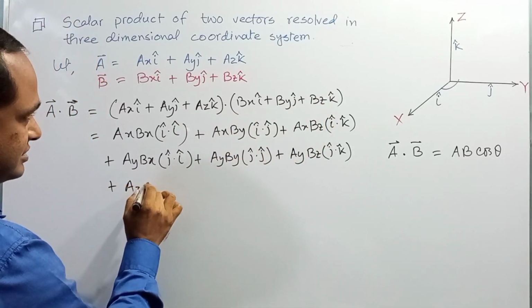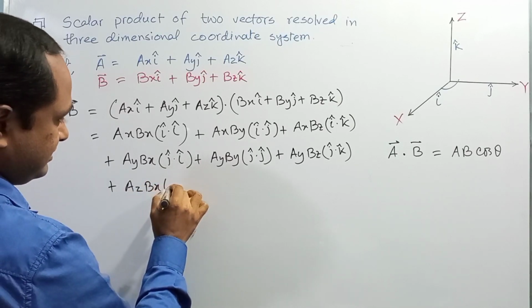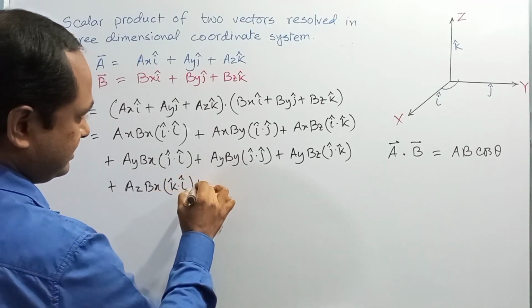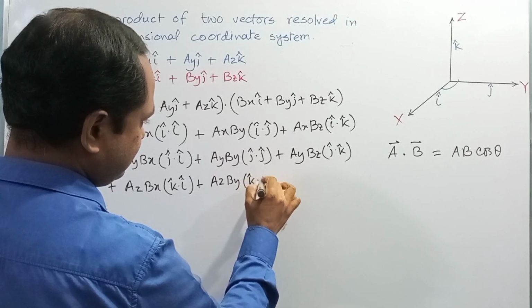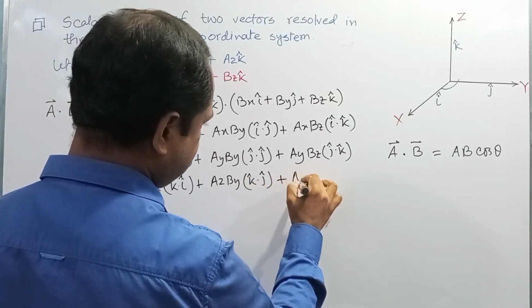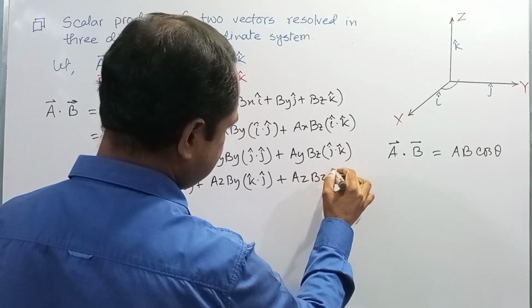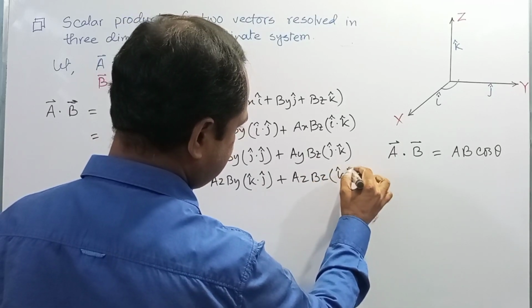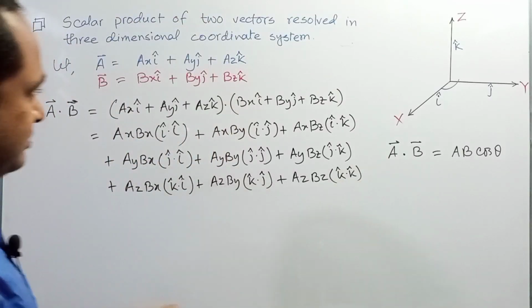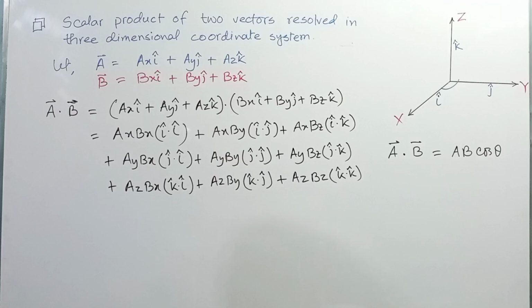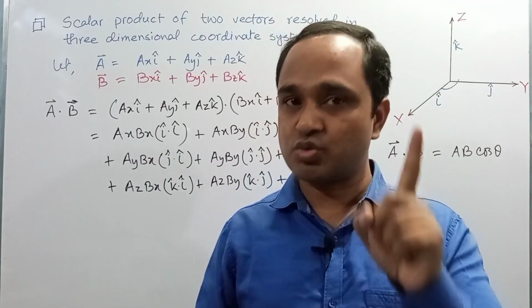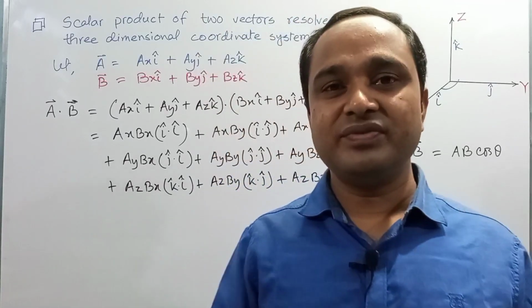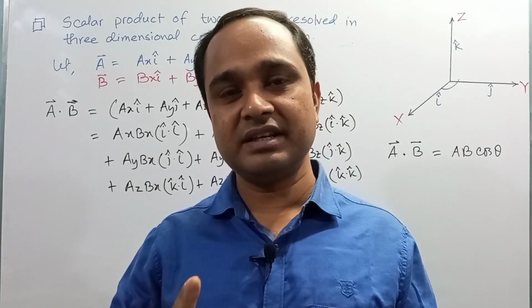Similarly, we will multiply az with these three terms. So az bx, so k dot i, plus az by, so k dot j, plus az bz, here k dot k. Dear student, from our previous calculation we have already learned that if we multiply two similar rectangular unit vectors, that is i with i, j with j and k with k, then we will get 1. But if we multiply two different rectangular unit vectors, that is i with j or i with k, then we will get 0.